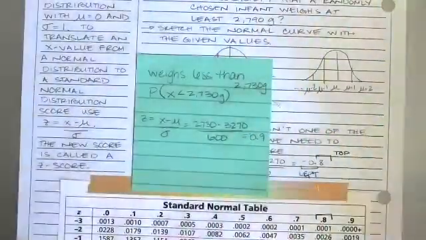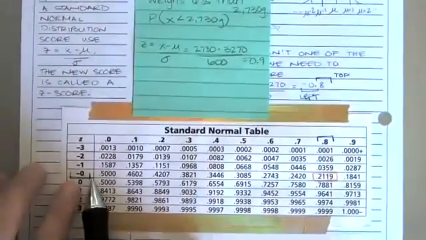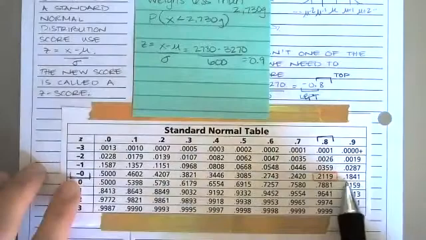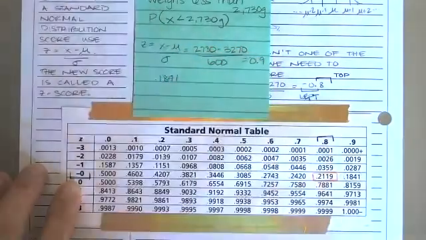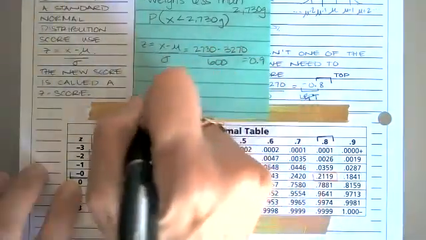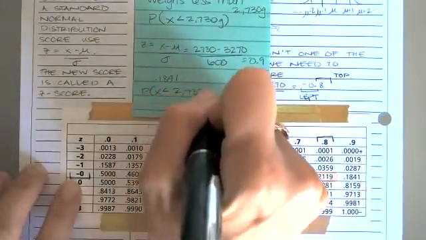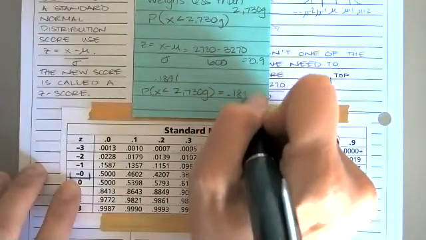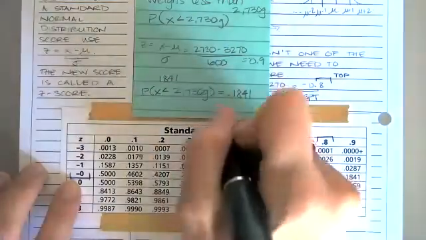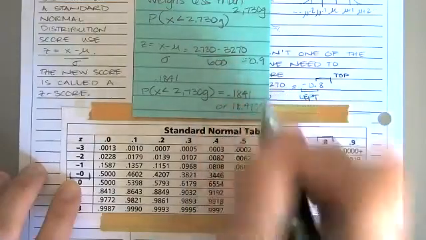0.9 is what I got. So negative 0.9 would be here. So we've got 0.1841. So that's the answer. So the probability that x is less than 2,730 grams equals 0.1841, or 18.41%.